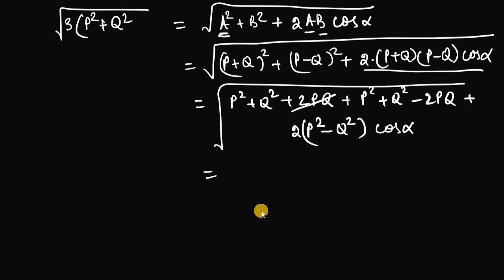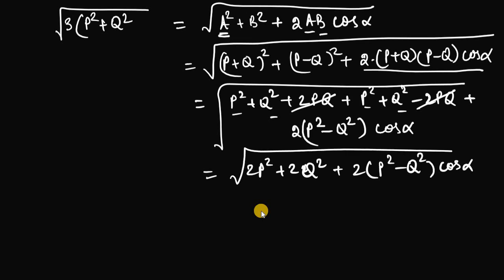Now you can see 2PQ and minus 2PQ cut out. So what is left? Left is 2P square plus 2Q square. They are being added up here, and plus I will open this one so that it will be easier for me, I think. So let's try.